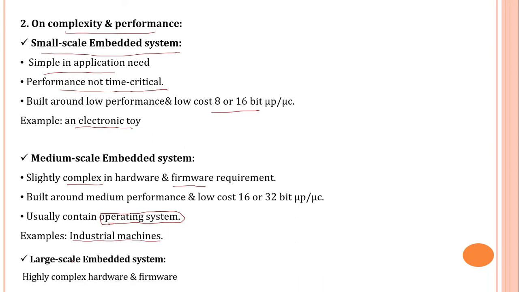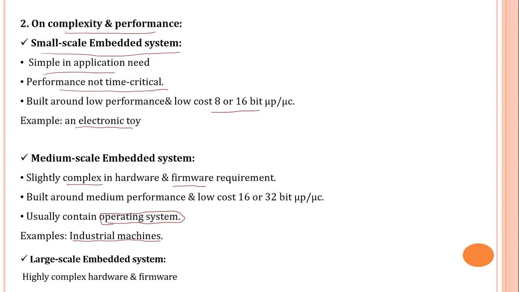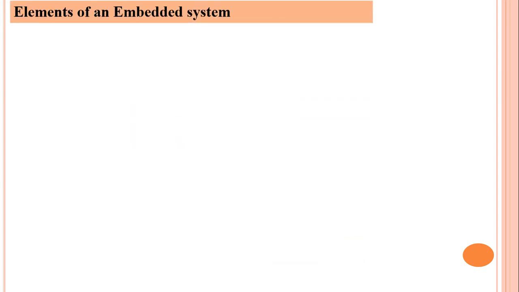The third one, the large scale embedded system. As the name indicates, these embedded devices are used for larger applications. So what happens, the amount of data to be processed in this embedded device will be more compared to the small scale and medium scale. In the small scale and medium scale, we have 8-bit or 16-bit processors, but in the large scale embedded system, 32-bit or 64-bit microprocessors may be used. But the complexity level increases in this larger scale embedded device, and the firmware requirement will also be more. So this is the classification of embedded systems. The next topic is on elements of an embedded system.